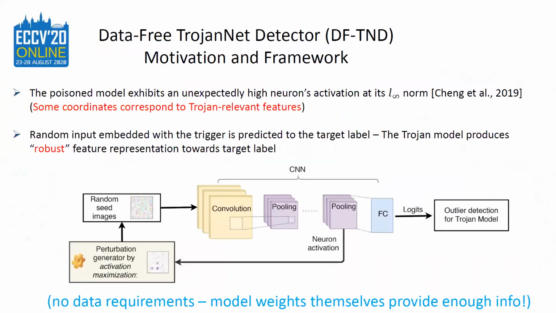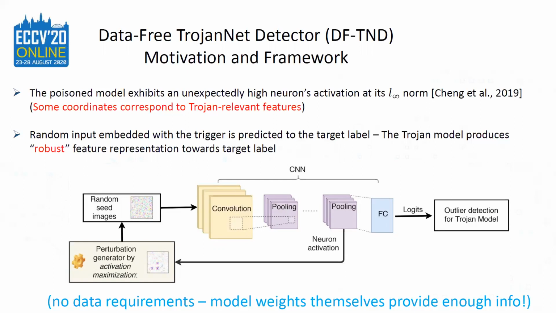Now let's see the data-free Trojan net detector. This detector allows users to detect Trojan models with random seed images. Existing works show that the neuron activation vector has high L infinity norm if the input contains a Trojan trigger. This indicates that some coordinates of the neuron activation correspond to the Trojan trigger. We also know that the input with the Trojan trigger will always be predicted to the target label, which indicates the robustness of the Trojan feature.